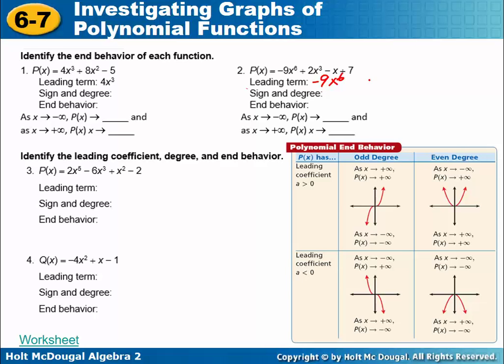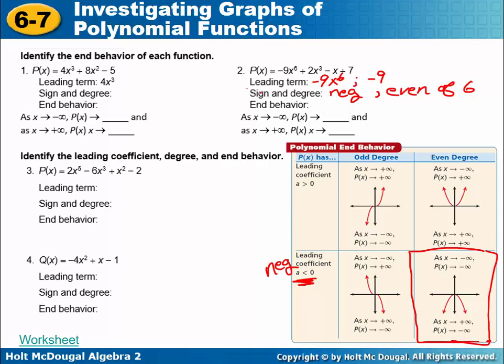The leading coefficient of that is negative 9. So it has a negative leading coefficient. That's what this box is for. The sign is negative. The degree is 6. Even degree of 6. So it's an even degree and negative. We have to look at this box right here. This box down here tells us what the end behavior will do. And then we're going to fill in the blanks.